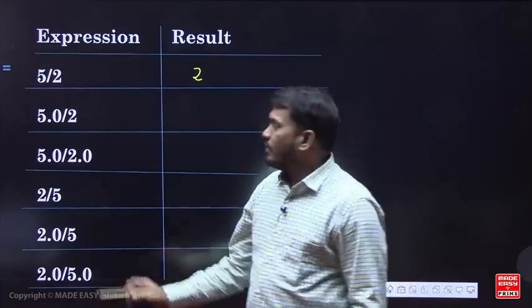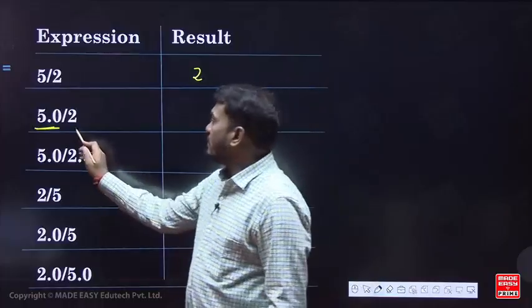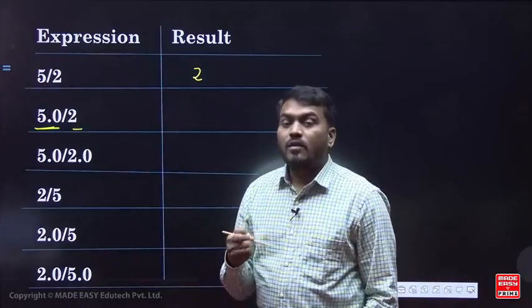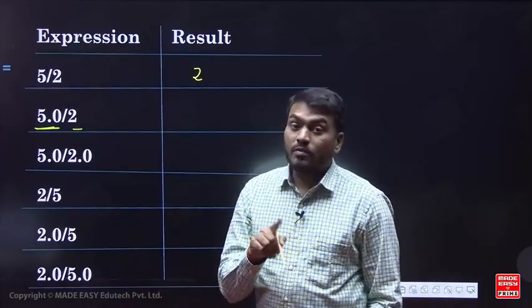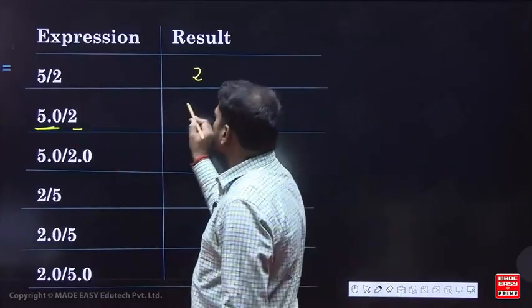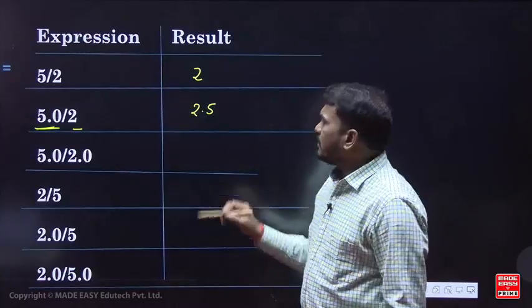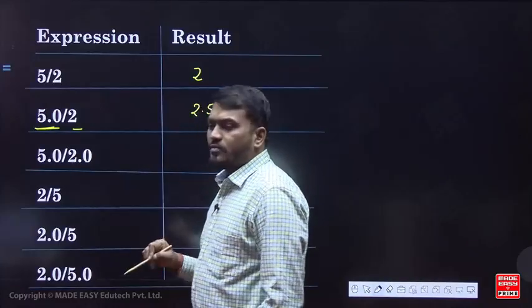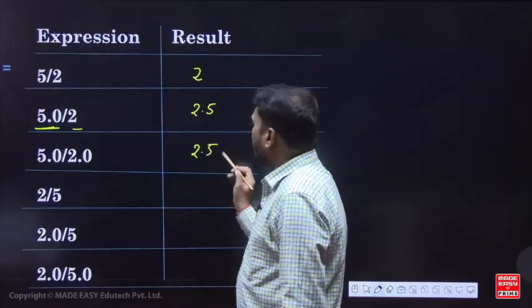Understand here, one is a float. 5.0 means this is a float, and this is an integer. So one is float, the other is integer. Remember, the output will be float. So what is the answer of this? 2.5, like 2.5000 it will come. And next, 5.0 divided by 2.0, both are float, so the output will be float, so 2.5 only.